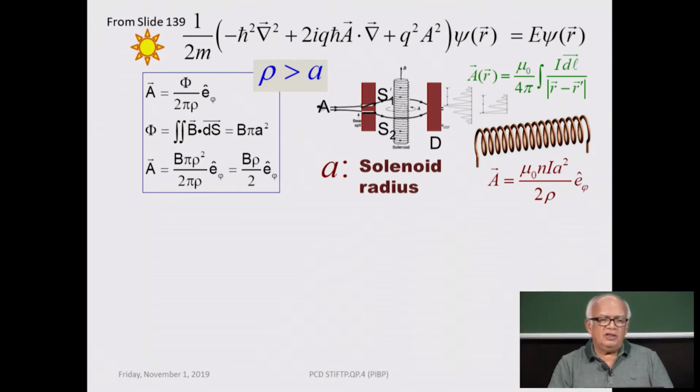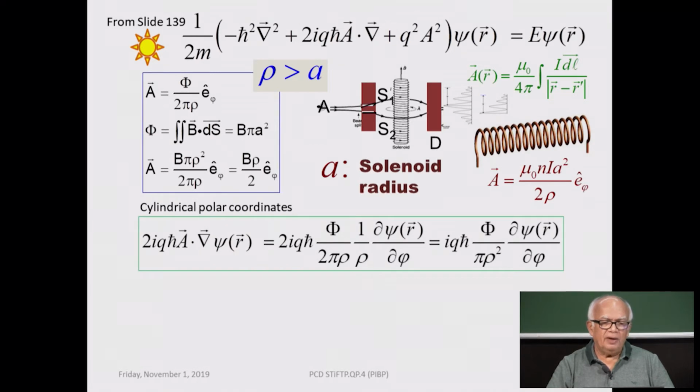The vector potential has this azimuthal symmetry. The flux is a surface integral of B dot ds, but it is only the area which is inside the solenoid. So, a is the radius of the solenoid. The expression for the vector potential A is the one which is appropriate for rho greater than a, which is outside the solenoid. That is the region of interest, the region which the particles are passing through.